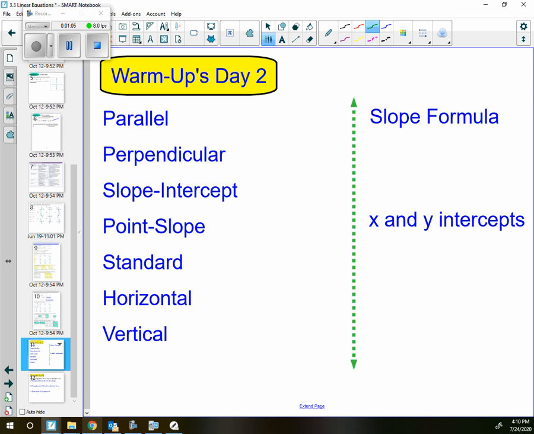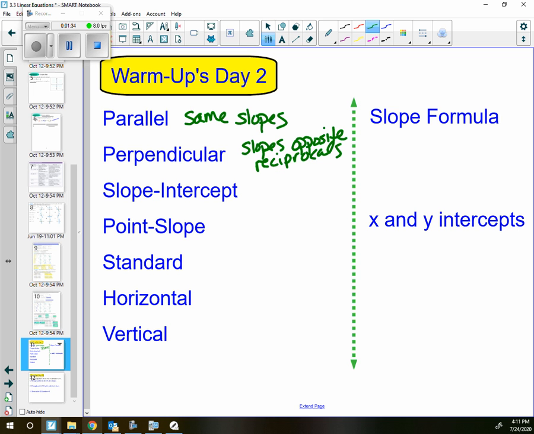Okay, so if you know two lines are parallel, what do you know about their slopes? They have the same slope, so their slopes are equal. What do you know about the slopes of lines that are perpendicular? Their slopes are opposite reciprocals. So if one is 2/3, the other one would have to be negative 3/2.